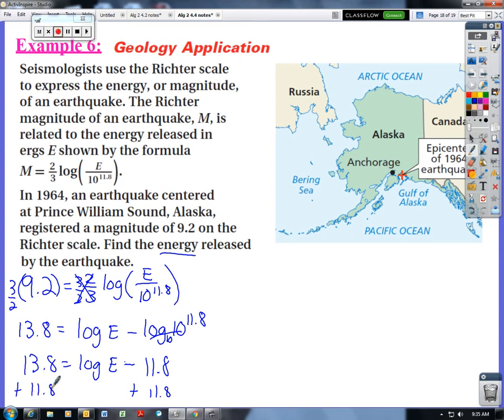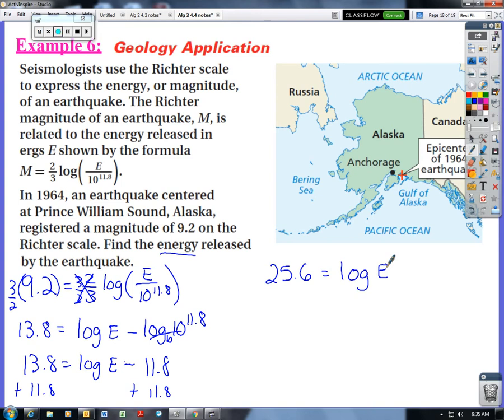13.8 plus 11.8 is 25.6. So 25.6 is log E. Wow, but we still haven't found the energy yet.